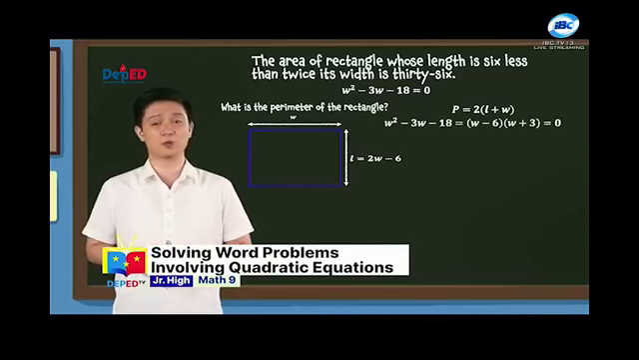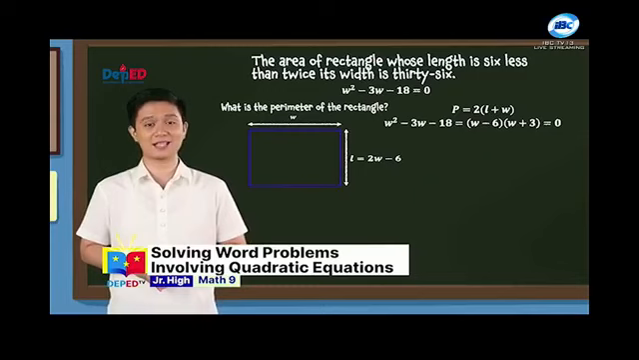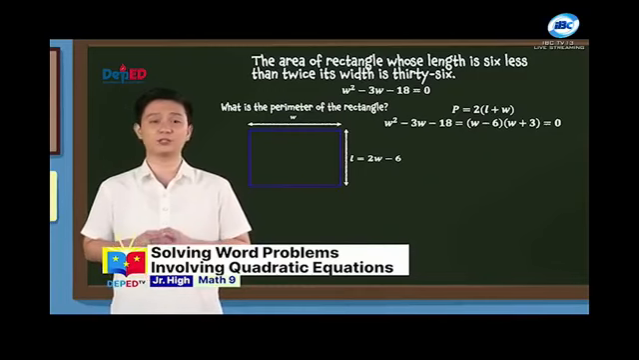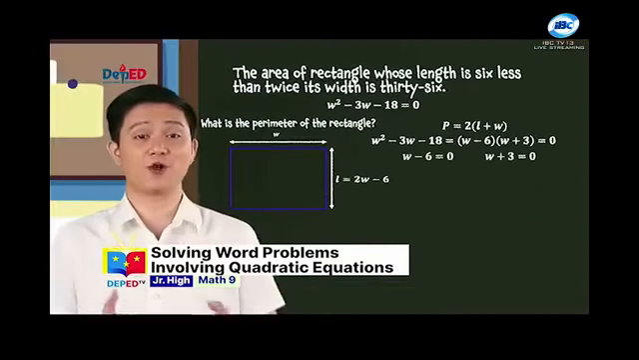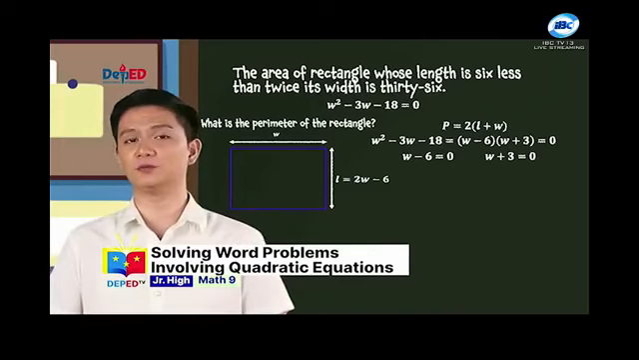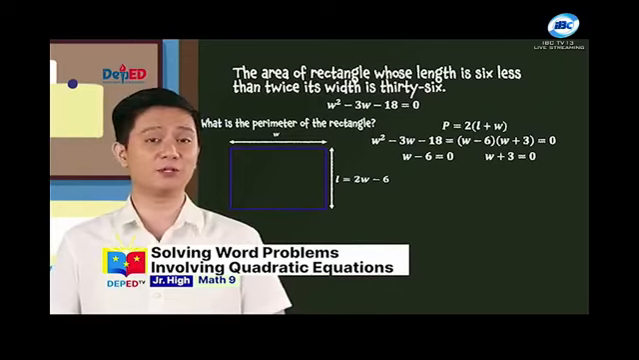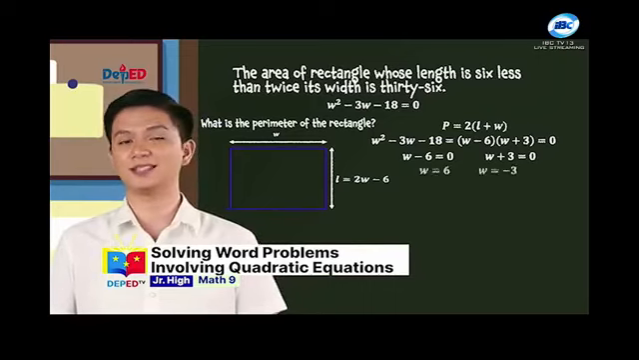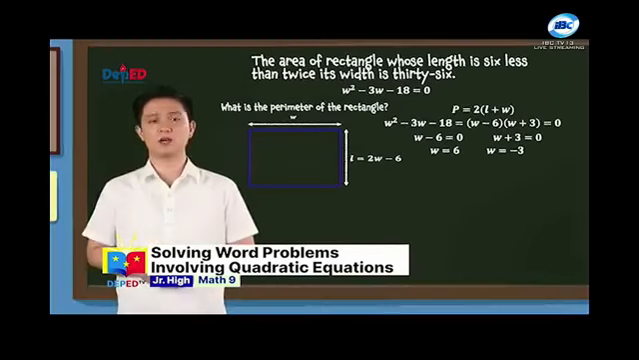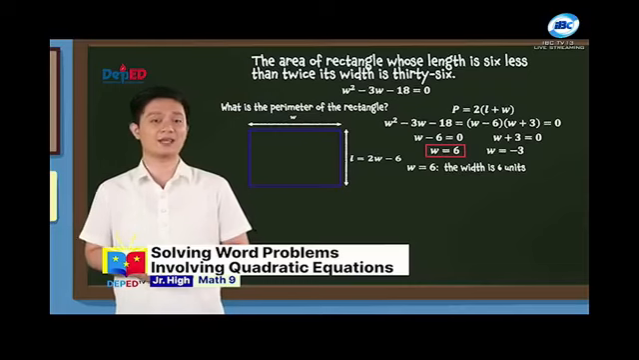The trinomial w squared minus 3w minus 18 can be expressed as the product of the binomials w minus 6 and w plus 3, and the product should be equal to 0. And so, by equating each factor to 0, we must find that the values of w that satisfy the quadratic equation w squared minus 3w minus 18 equals 0 are 6 and negative 3. But the width can't be negative, so w must be 6. The width is 6 units.